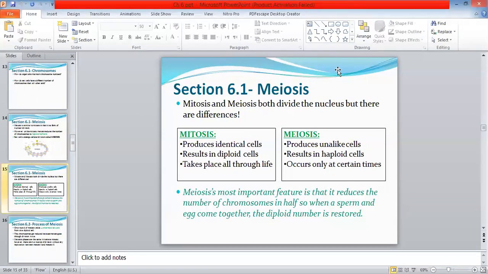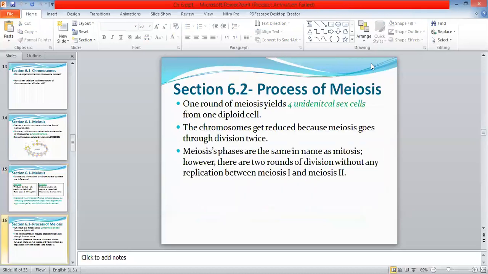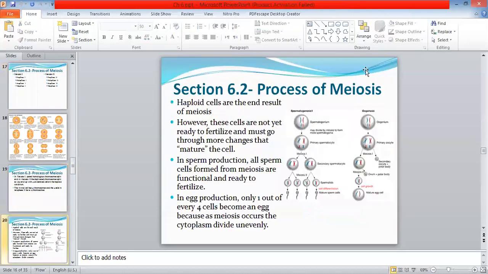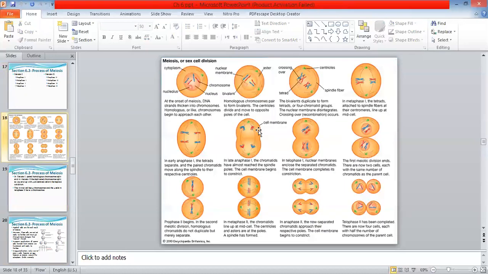This slide compares meiosis and mitosis. So we finished section 6.1. Okay, we just have 5 minutes, so I will explain rapidly the meiosis division. We know that meiosis division has two stages, meiosis 1 and meiosis 2. Firstly, I want to take the attendance. One minute.